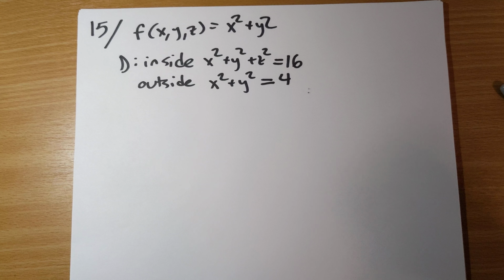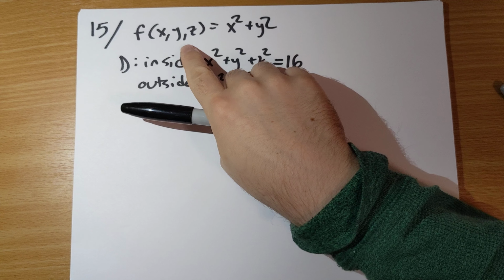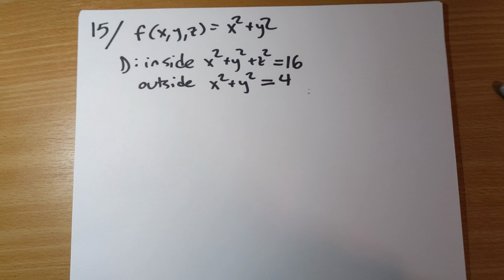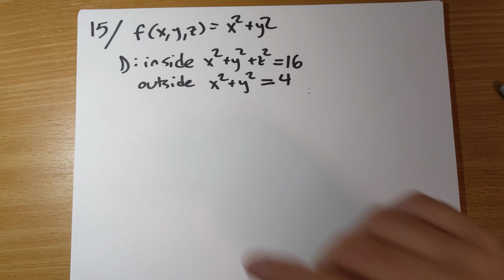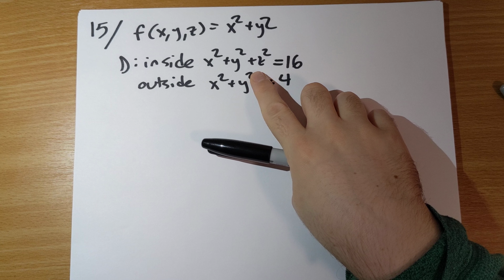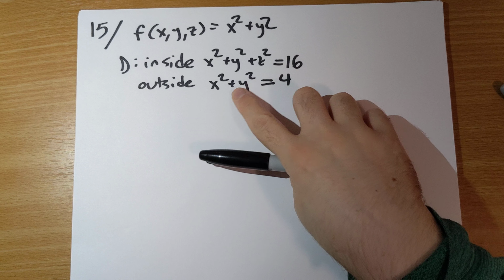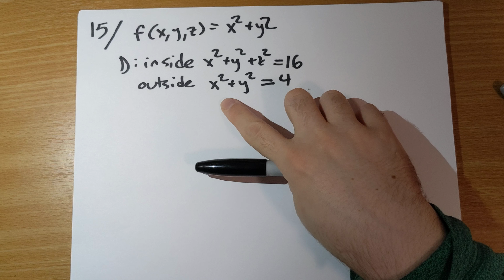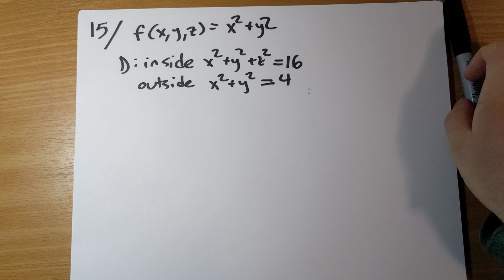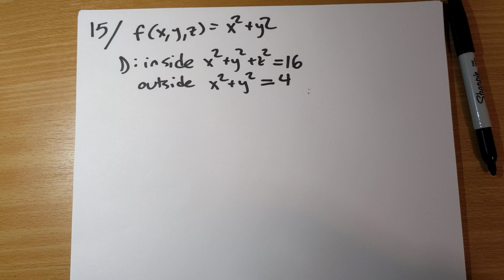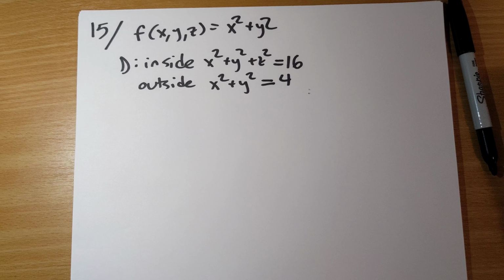Problem number 15. We've got the function f of x, y, z is x squared plus y squared. D is the region that's inside the sphere x squared plus y squared plus z squared is equal to 16. It's outside the cylinder x squared plus y squared is equal to 4. We're asked to express the triple integral over D in spherical coordinates.